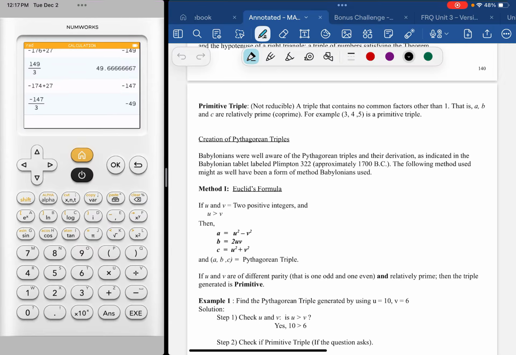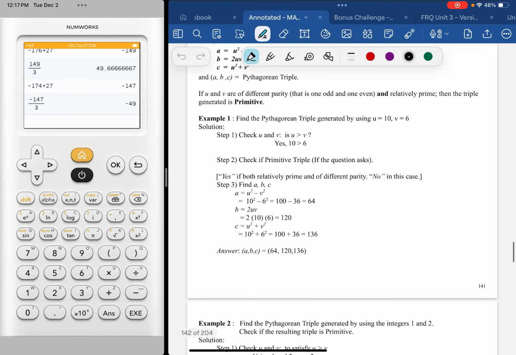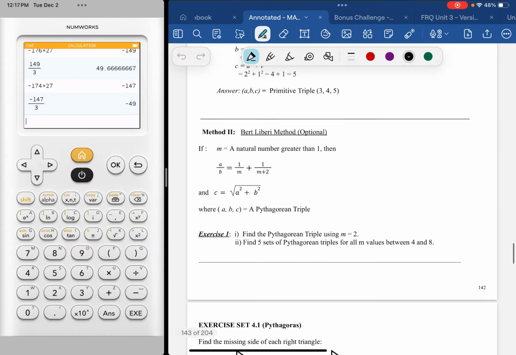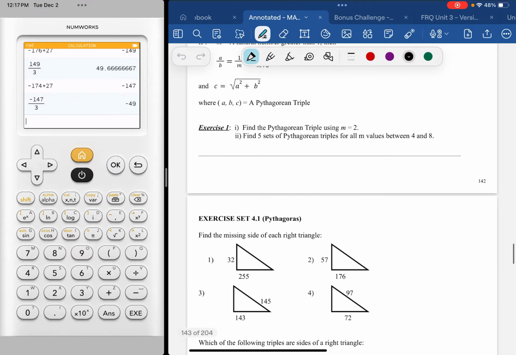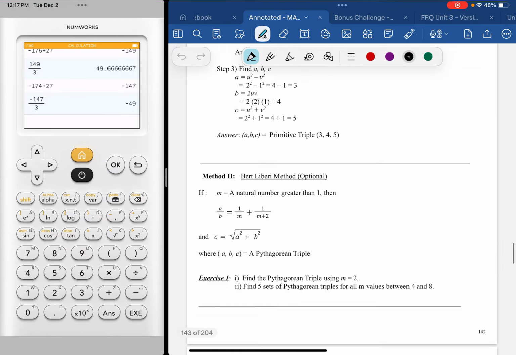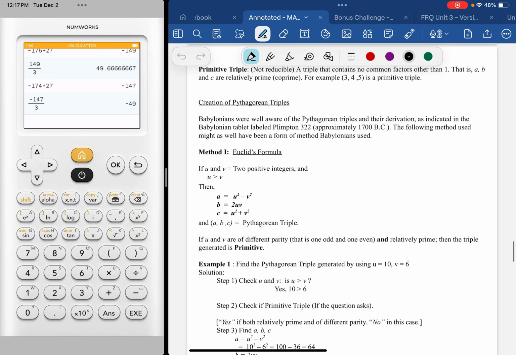Right. The creation, we have Euclid's formula. That's the first method. Then the Liberi method, which we can talk about in a little bit, and then we'll get into where I'll give you the opportunity to work on those practice problems.